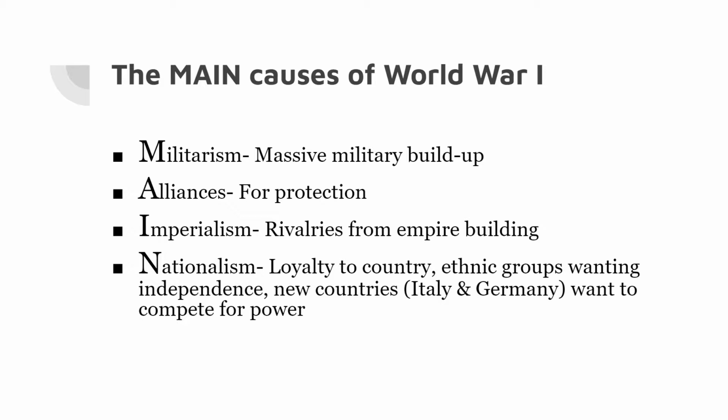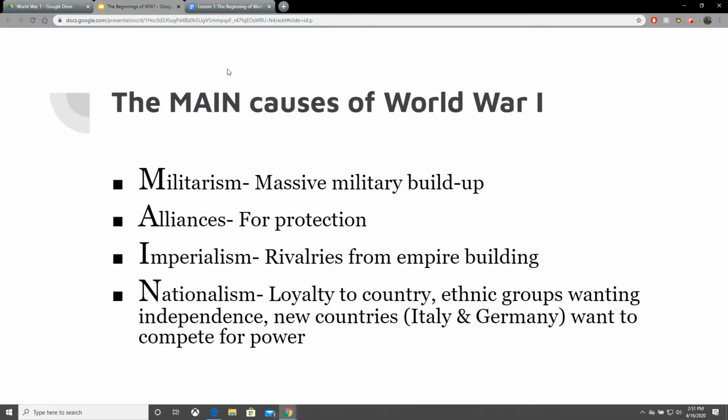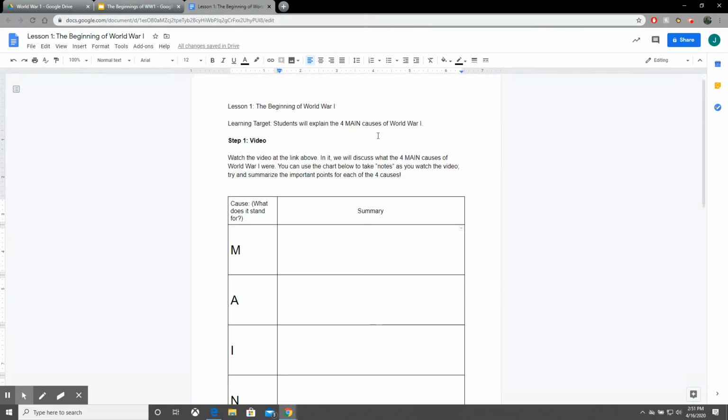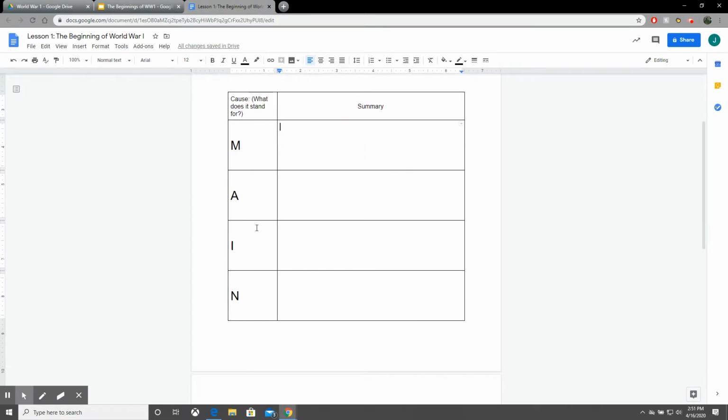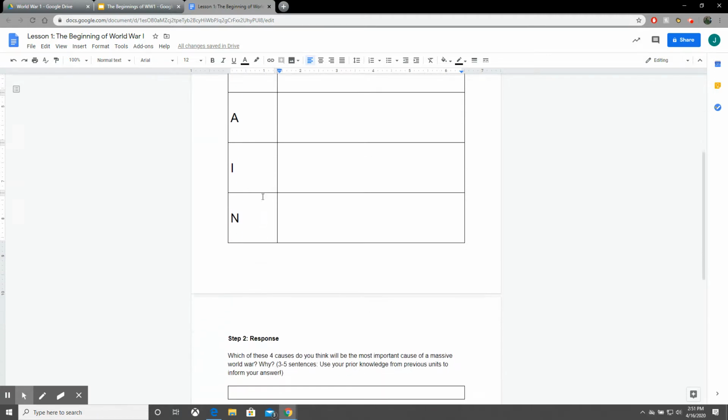Letter I stands for imperialism, rivalries from empire building, thinking back to that Berlin Conference, the big winners, the big losers, and wanting to expand your country's power. And then last is nationalism, or loyalty to your country, ethnic groups wanting independence. New countries like Italy and Germany want to compete for power. So, getting back to the lesson here, we've got our main causes: militarism, alliances, imperialism, and nationalism.